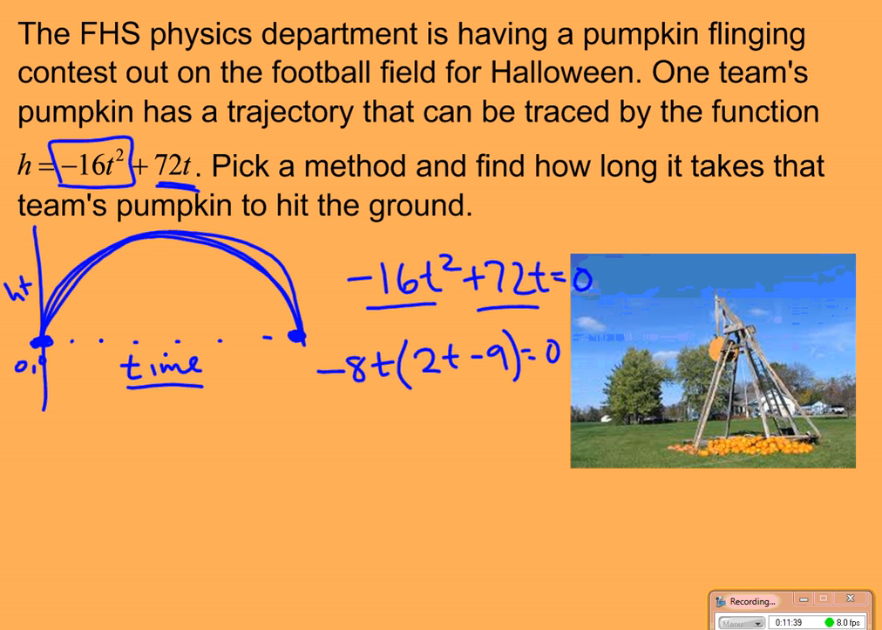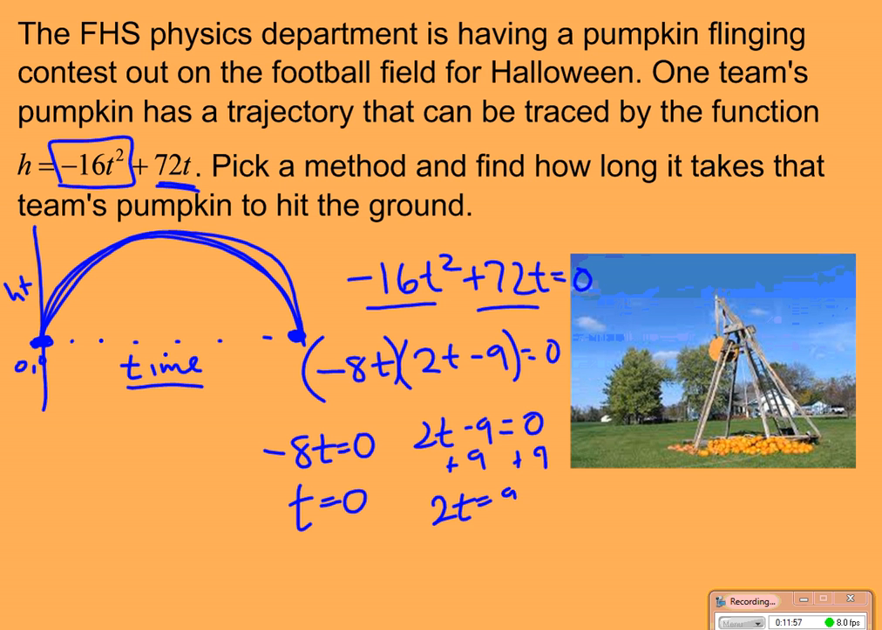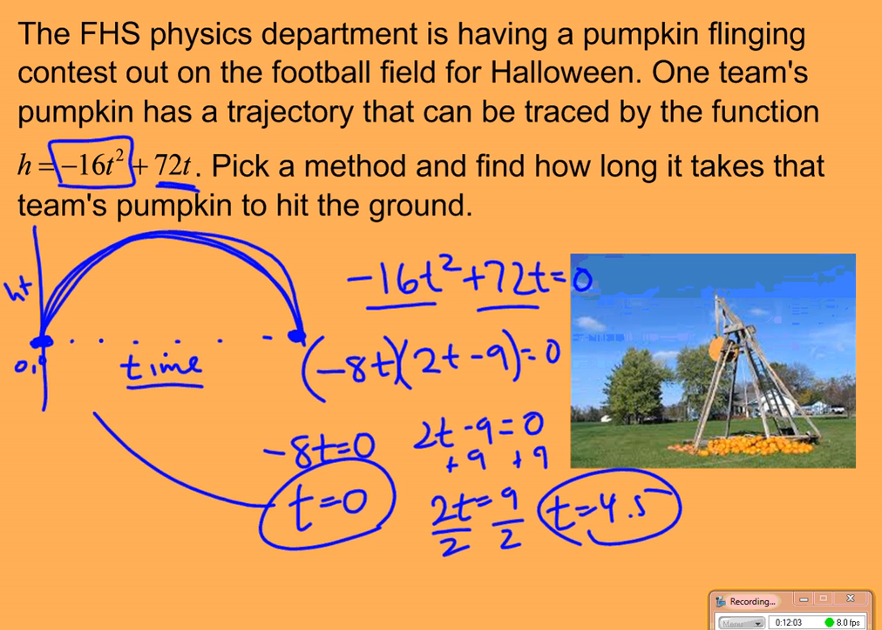equals 0. Okay, so this is kind of the zero product property again. Here I'm saying negative 8t equals 0, 2t minus 9 equals 0. So t equals 0, or t is going to equal 4.5. So we already knew that though. We already knew t was 0. That's the starting time, when the pumpkin gets launched. 4.5, that's how long it takes for the pumpkin to come back down.